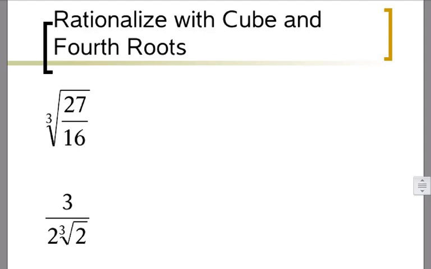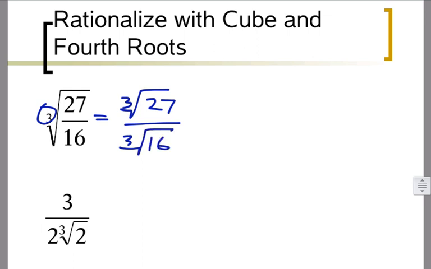In this lesson we're going to learn some more rationalizing denominators, but this time we've got cube and fourth roots. So same situation as before, we've got a square root of a fraction, or cube root this time of a fraction, so you need to rewrite it to be the cube root, and the 3 needs to stay, not square root anymore. Cube root of 27 over the cube root of 16. So I broke it up, it's root of the top, root of the bottom. And then you want to simplify if possible.